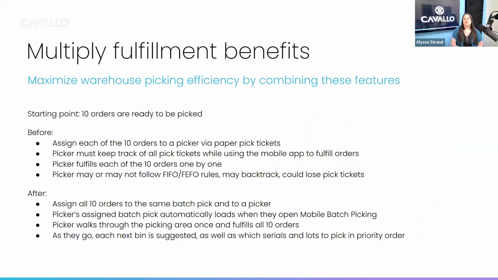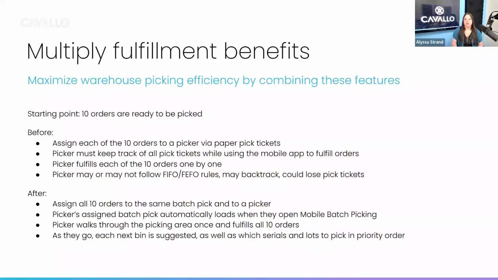Picking assignments, directed picking, and batch picking are all powerful tools, and you can really maximize your warehouse picking efficiency by combining them. So imagine starting with 10 orders that are ready to be picked. Before these features were available in Inventory Manager, you would likely be using paper pick tickets to assign these orders to a picker. The picker would need to keep track of all of those pick tickets while using the mobile app to pick those orders one at a time. They may or may not follow FIFO rules.